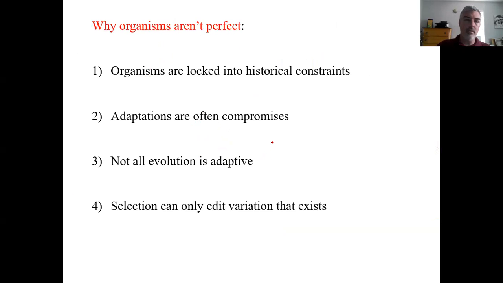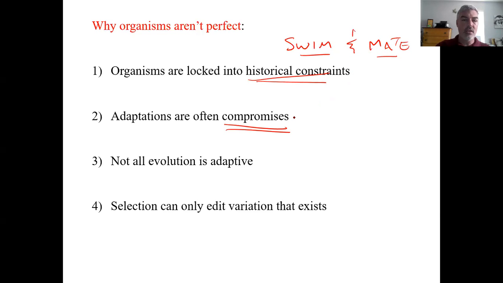So often people are going to say in evolution, well, organisms are perfect. No, they're not. No way. Adaptations are often very much a compromise. We are locked in these historical constraints. I cannot be as good as I should be because I have too many other factors working against me. I have to swim and I have to mate. There's too many. I can't be perfect in either situation. There's always going to be a compromise involved.